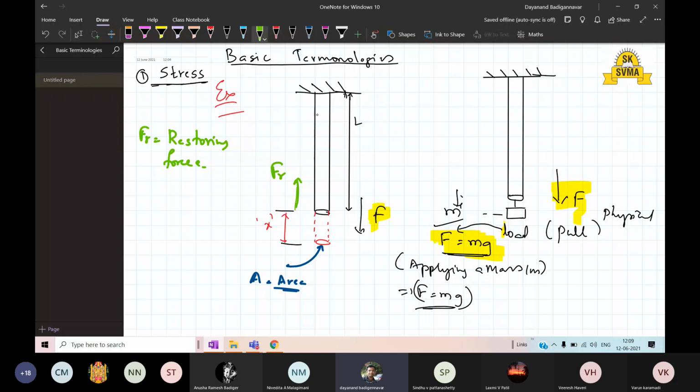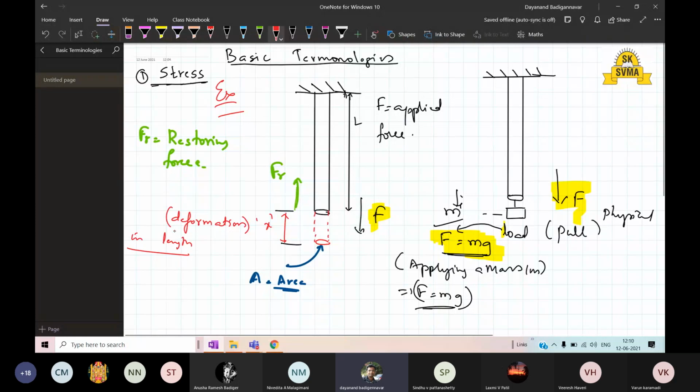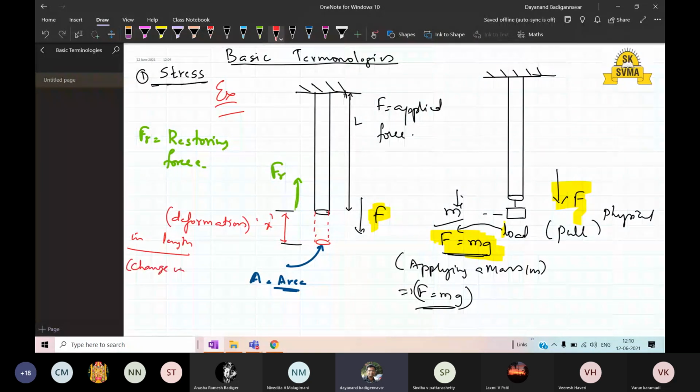What is F? F is nothing but the applied force. F stands for the applied force. Now, due to the applied force, there is a deformation X. X is the deformation in the length. Deformation in the length means a change in dimension. There is a change in dimension.